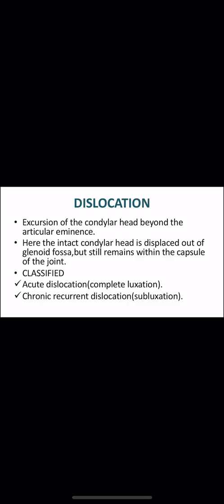Now coming to dislocation. In dislocation, there is abnormal excursion of the condylar head beyond the articular eminence. It is different from the fracture dislocation. Here, the intact condylar head gets displaced out of the glenoid fossa, but it still remains within the capsule of the joint. It can be classified into acute dislocation, which is also referred as complete luxation, and chronic recurrent dislocation, that is referred as subluxation.